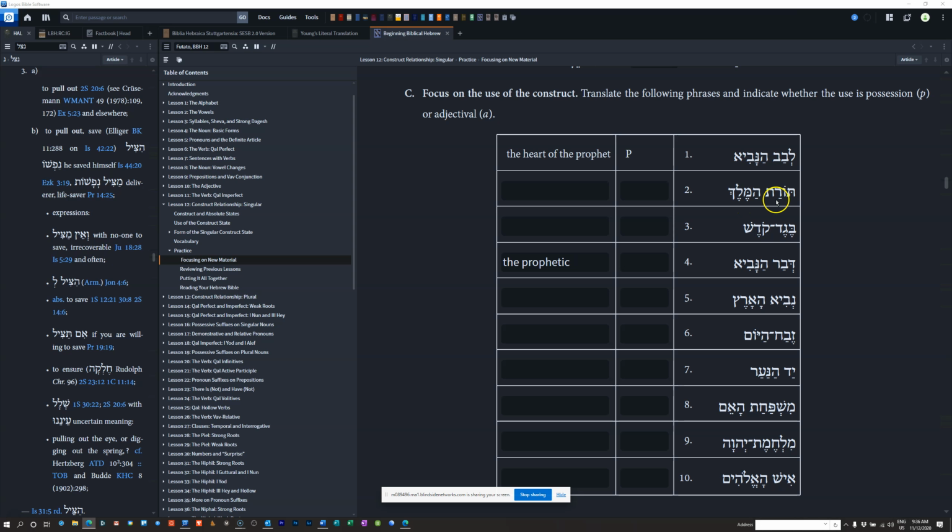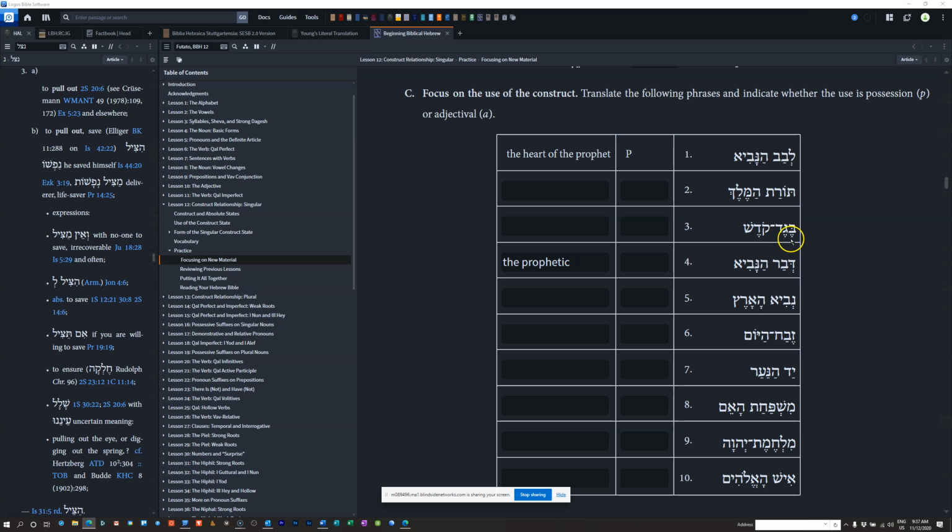But this is more likely to be possessive. What would it sound like if we used this as an attributive construct? It would be something like "the kingly instruction," or, what would be an adjective for king? "The royal instruction." Now that's possible. The royal instruction. So this is another one that might be able to go either way, because that makes sense as a phrase in English. But you need broader context to figure out which way to go with it.